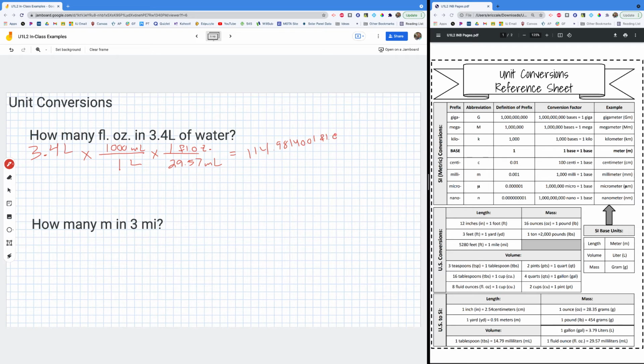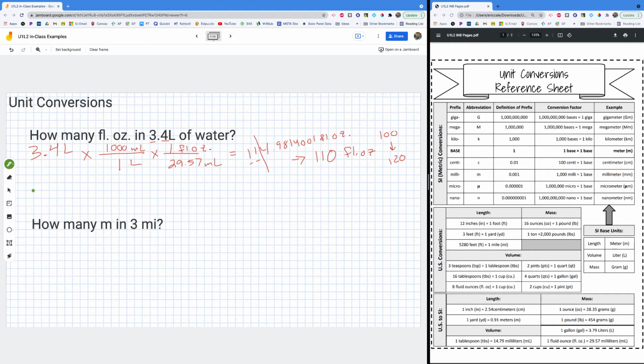114.9814001 fluid ounces. That's too precise of a number. I had 2 sig figs, so we're going to cut it off. 2 sig figs, cut it off at the tens place there. So this becomes 110 fluid ounces. Remember, that means it's somewhere between 100 and 120. Anywhere between there is fair game.